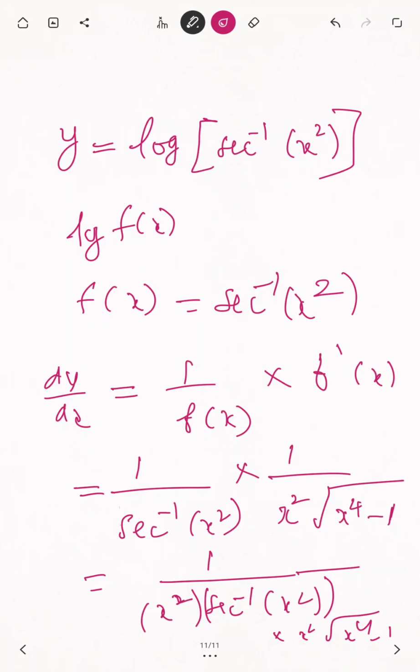How to differentiate secant inverse x square? 1 by function. Apply the formula, because it is an inverse function. What is the secant inverse x derivative? 1 by x into root of x square minus 1. So in the place of x, I am putting x square, then root of x power 4 minus 1. Then into 2x. Why? Apply the formula and differentiate the angle, 2x. So again into 2x. So this is the answer.